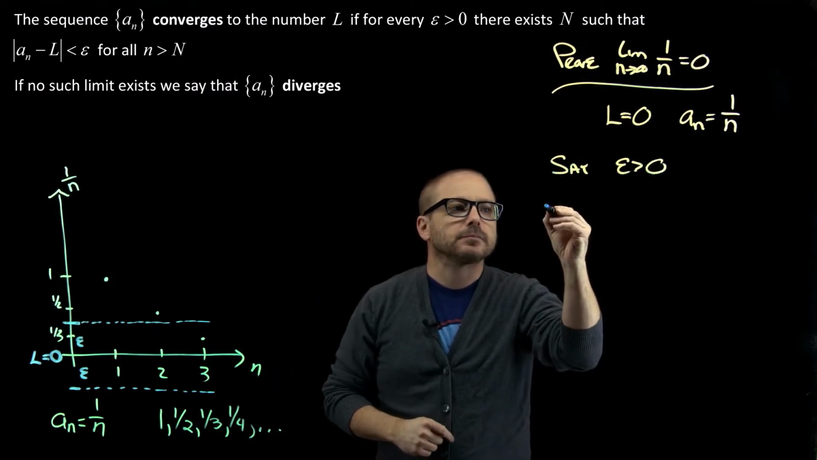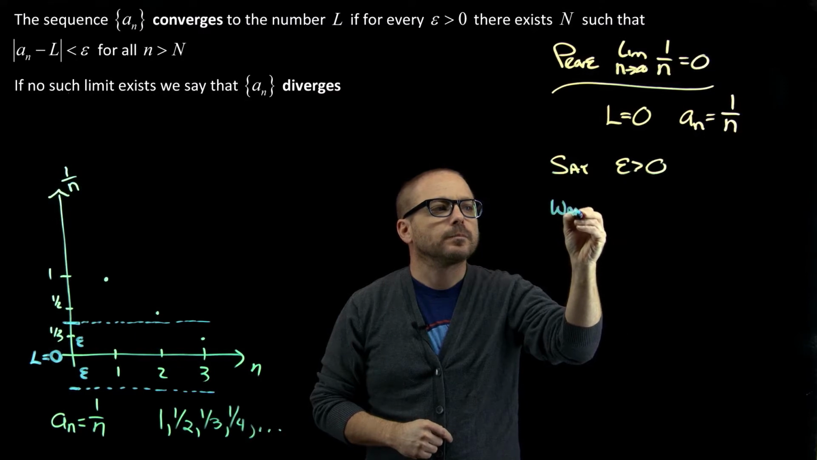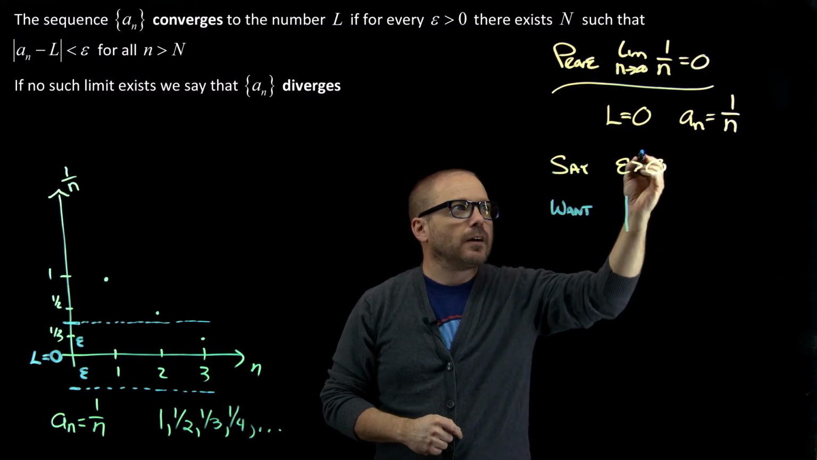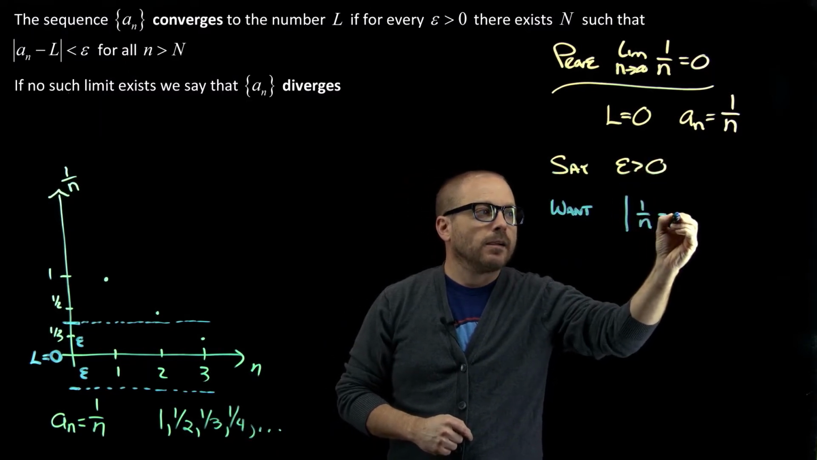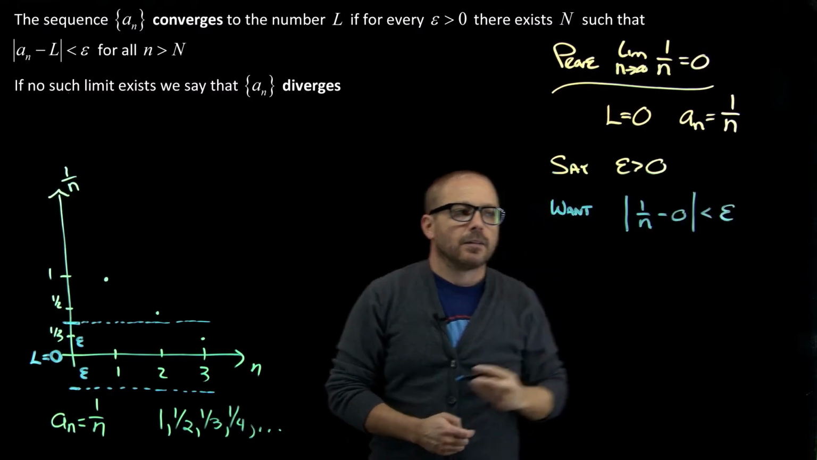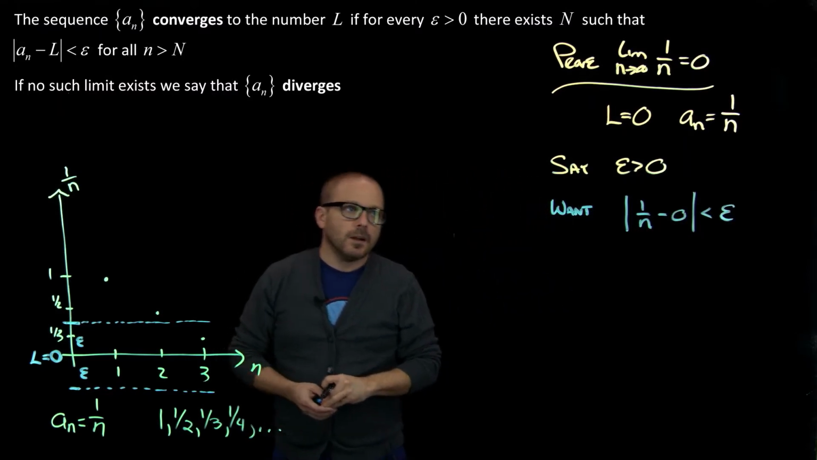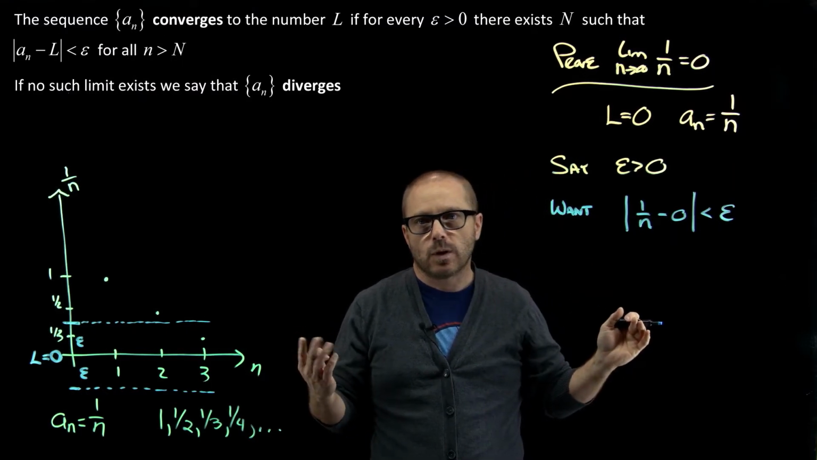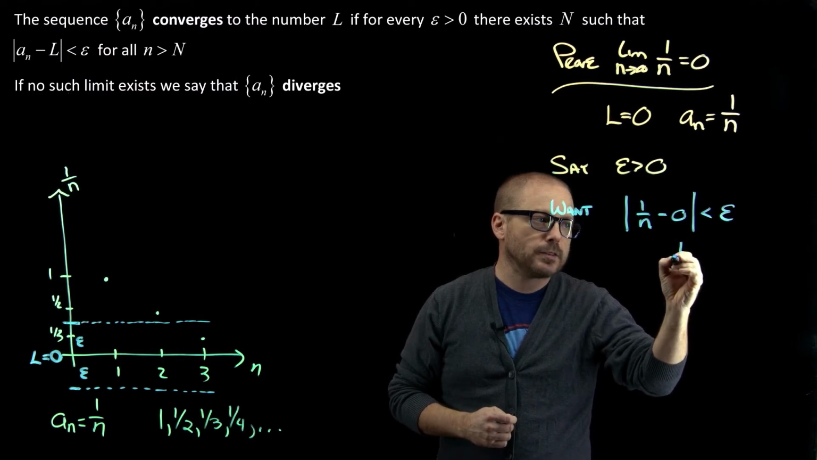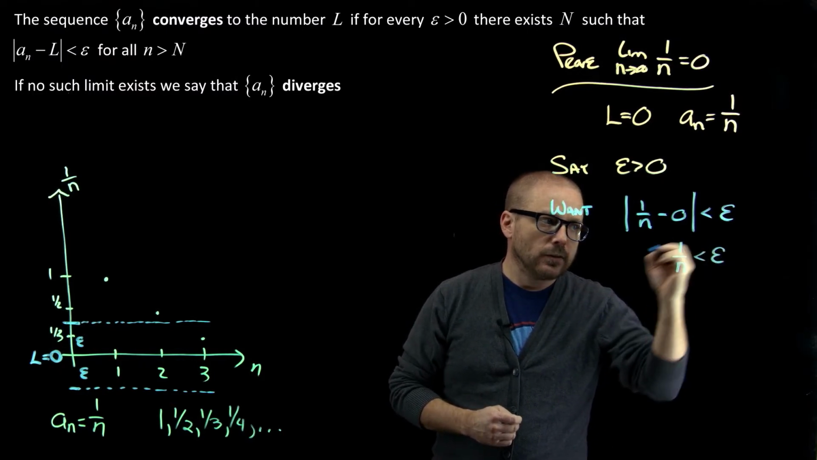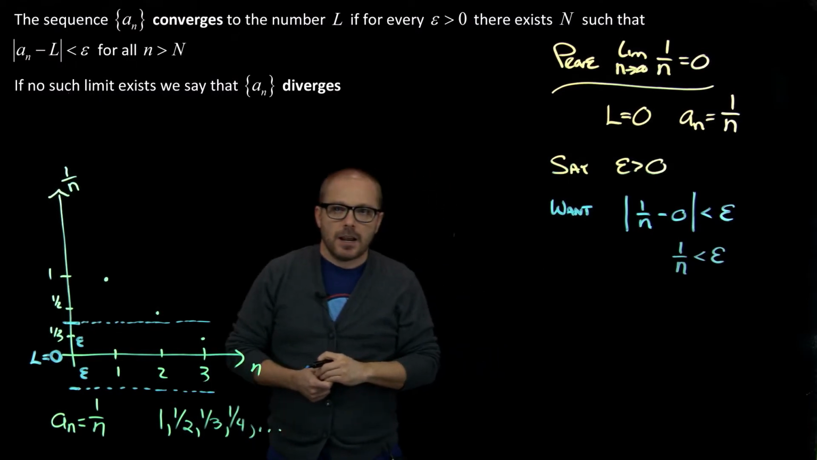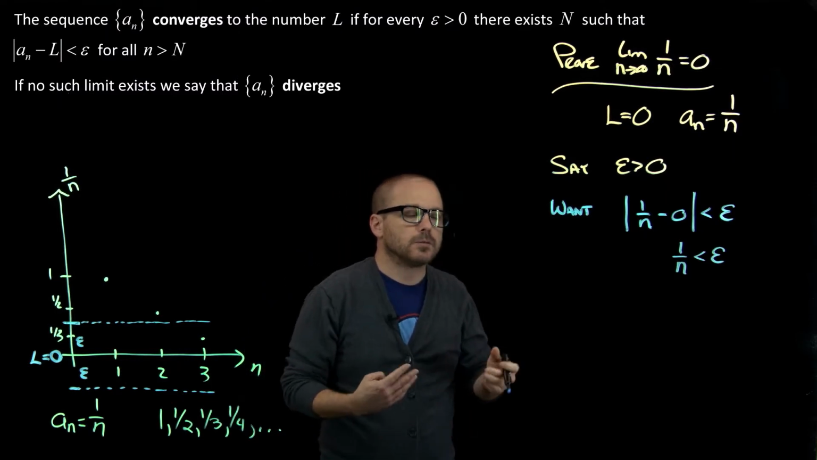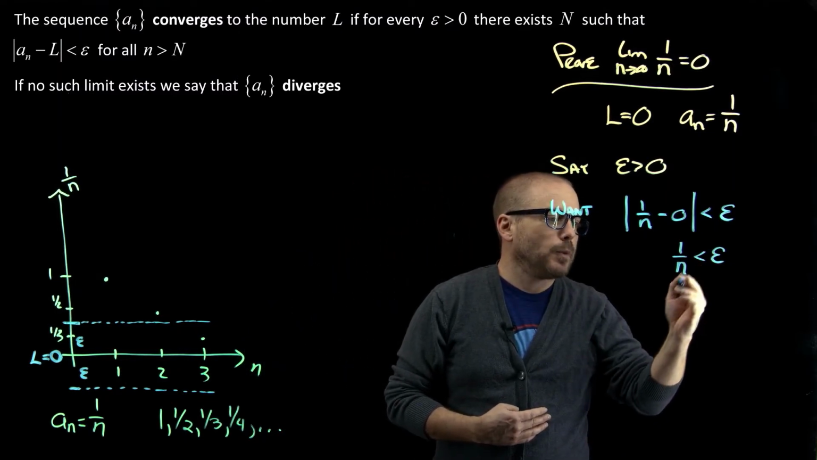We want the absolute value of a_n minus L, which is 1 over n minus 0, to be less than epsilon. Well, 1 over n minus 0 is just 1 over n, and in absolute value, that's just 1 over n. So that whole thing simplifies down to that expression. Now what I want to do is solve that for n, so I know what n needs to be for this to be true. So multiply both sides by n.